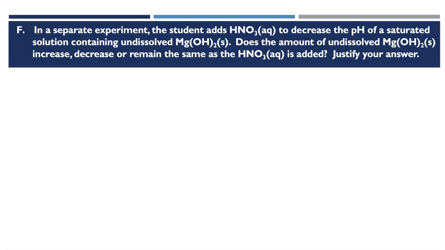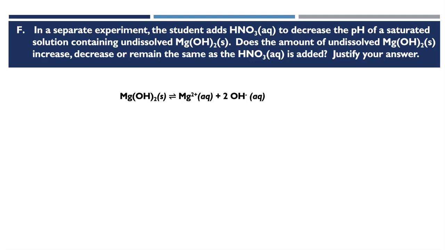In a separate experiment, the student adds nitric acid solution to decrease the pH of a saturated solution containing undissolved magnesium hydroxide solid. Does the amount of undissolved solid magnesium hydroxide increase, decrease, or remain the same as the nitric acid is added? Justify your answer. So let's think about the equilibrium system that we're dealing with here.